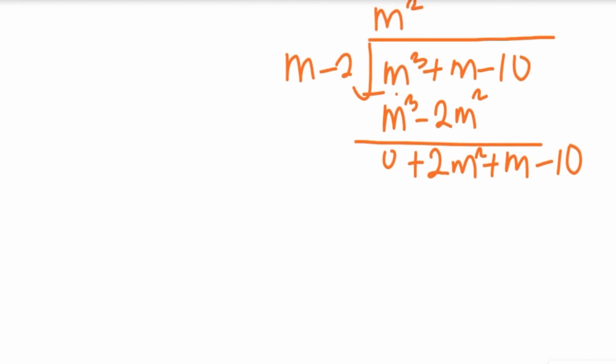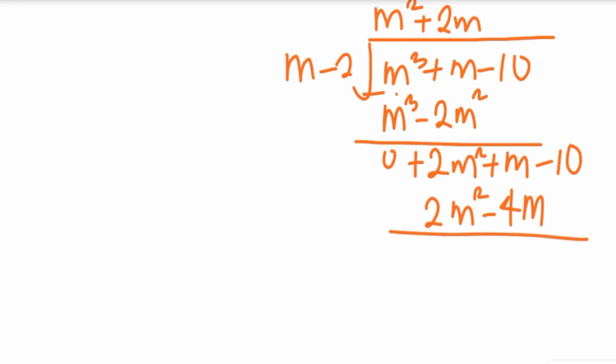We'll go once more with the division. 2m squared divided by m will give us 2m. 2m times m will give us 2m squared, and 2m times minus 2 will give us minus 4m. And when we subtract this, we are going to have this to be 0.